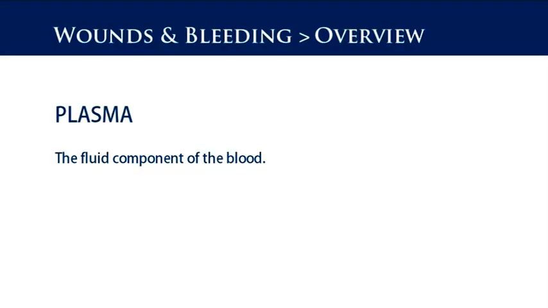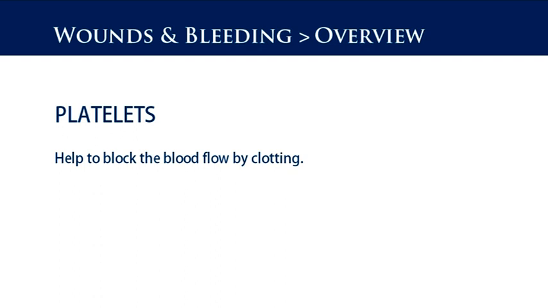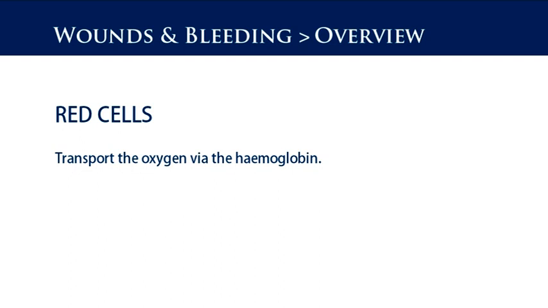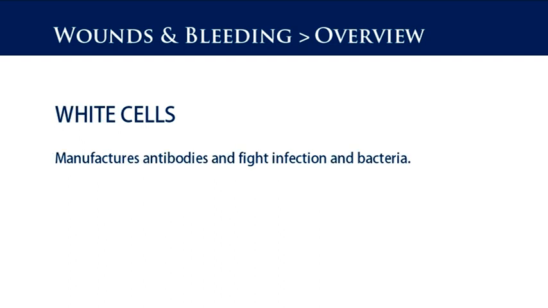Blood is made up of the following: plasma, the fluid component of the blood; platelets, which help to block the blood flow by clotting; red cells, which transport the oxygen via the hemoglobin; white cells, which manufacture antibodies and fight infection and bacteria.